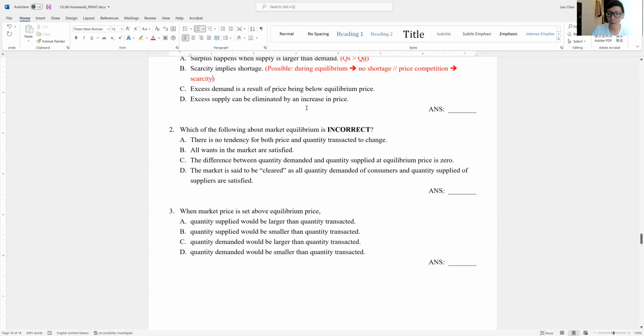第二個啦, which of the following about equilibrium is incorrect? There is no tendency for both price and quantity transacted to change. 是的,記住啊, no tendency. Equilibrium, key point, no tendency. 好嗎? 我們看看 C D 先, the difference between QD and QS at equilibrium price is zero. Yes, this is the so-called market clearing, which is D. Market is said to be cleared as all QD of the consumers and QS are satisfied. 但小心喔, I want you to study B and D in pair.